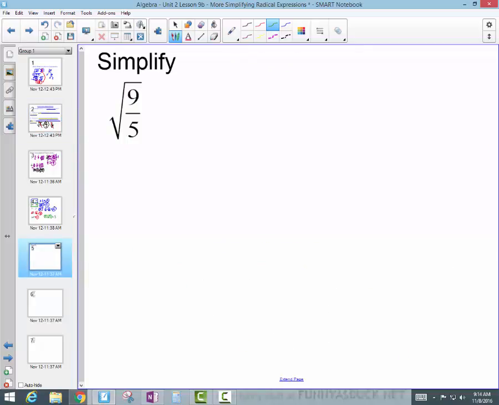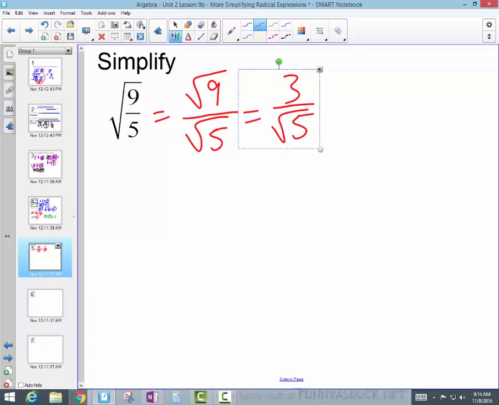The first one says the square root of 9/5. Well, we're still back to our basic steps that we've talked about. As we do this, we want to break this up. We want to take the square root of the top over the square root of the bottom. Now the nice part about this is we know the top, the square root of 9 over the square root of 5. We know the square root of 9 is 3. But here's where we now have our issue.